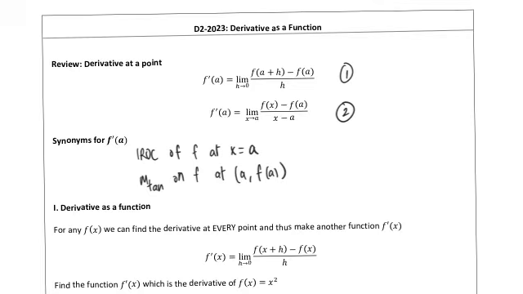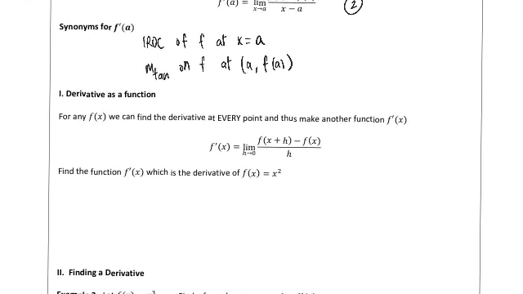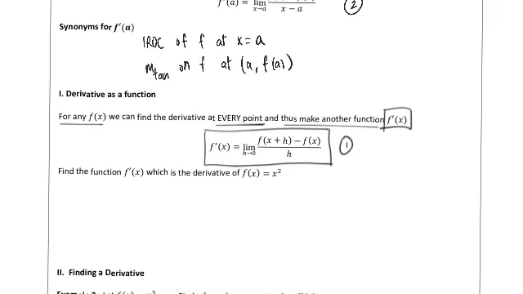Let's talk about how we can create a new function from f of x, and we can call that function f prime of x. So this formula here is the first formula from up top. And for this whole lesson, when we're calculating f prime of x, we want to use the first formula and not the second one. So we can say that for any function f of x, we can find the derivative at every point and thus make another function f prime of x.